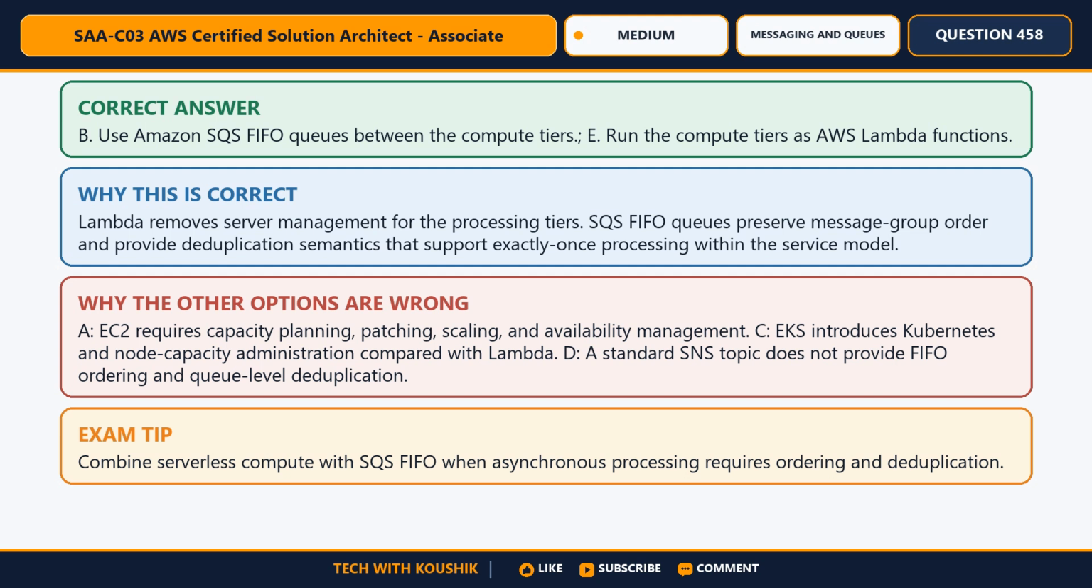Why are the other options not correct? A. EC2 requires capacity planning, patching, scaling, and availability management. C. EKS introduces Kubernetes and node capacity administration compared with Lambda. D. A standard SNS topic does not provide FIFO ordering and queue-level deduplication. Exam tip. Combine serverless compute with SQS FIFO when asynchronous processing requires ordering and deduplication.